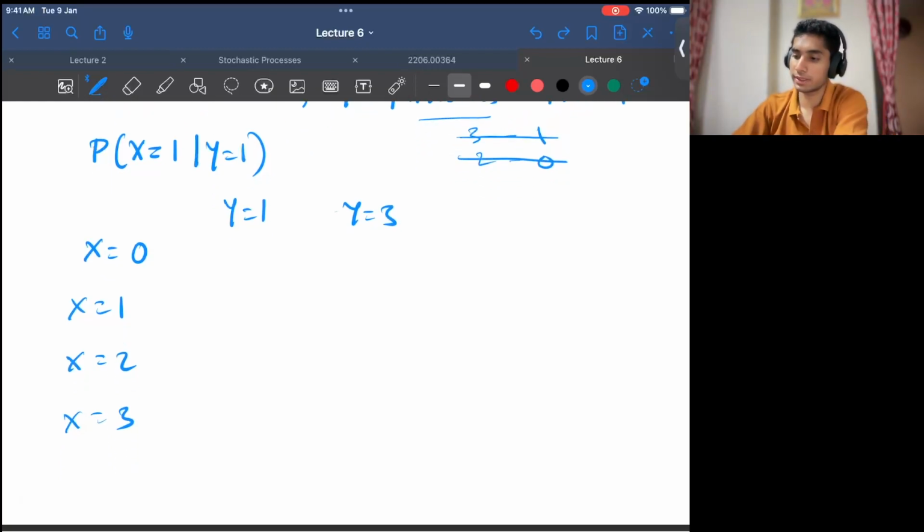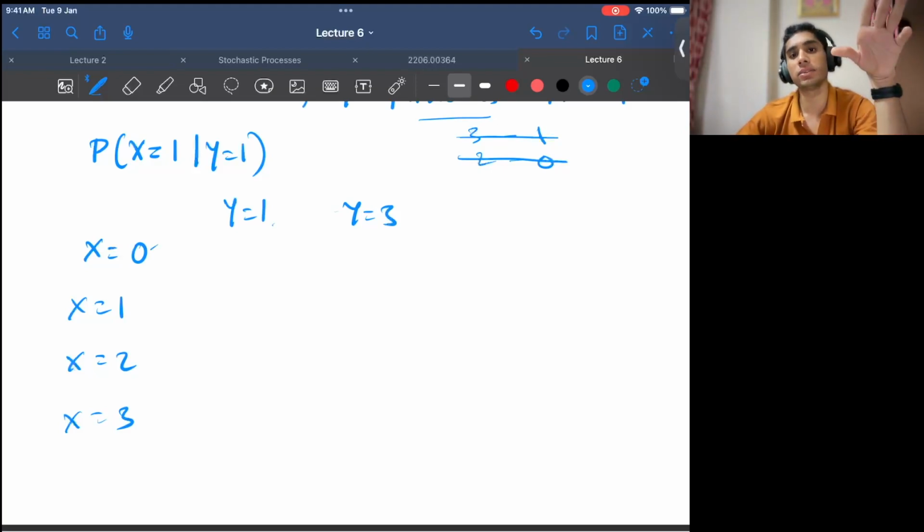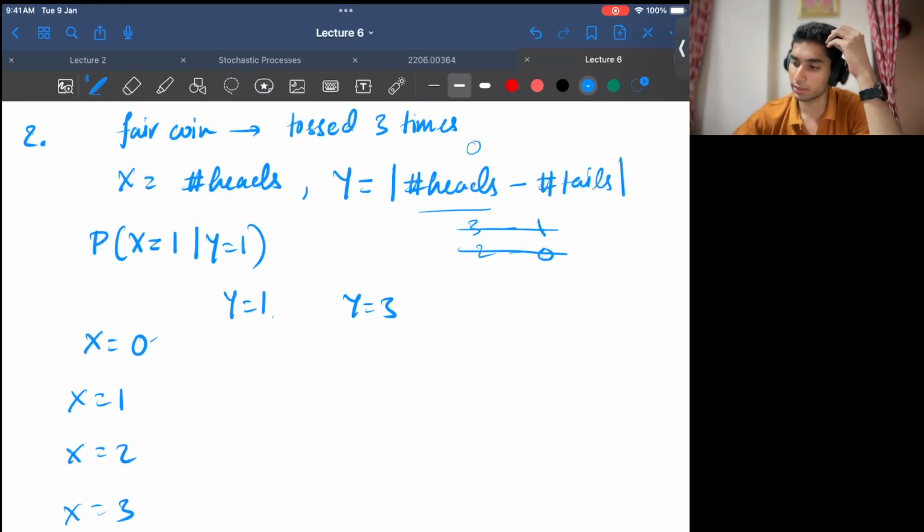Okay, now let us write the joint distribution of this thing. What is the probability that x is equal to 0 and y is equal to 1? Is this case possible? The number of heads is equal to 0, however this thing is equal to 1, so it means that tails has to be equal to 1, but this is not possible because you have tossed the coin three times. So this is not possible, because if this is 1, then it has to be equal to 2, which is a contradiction.